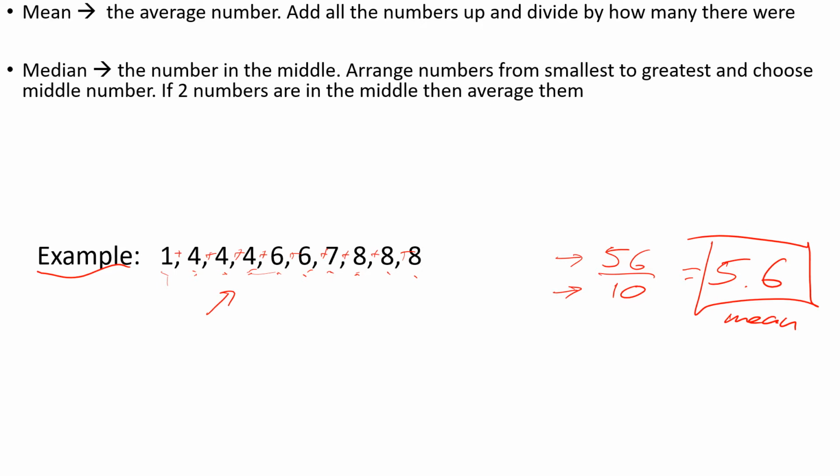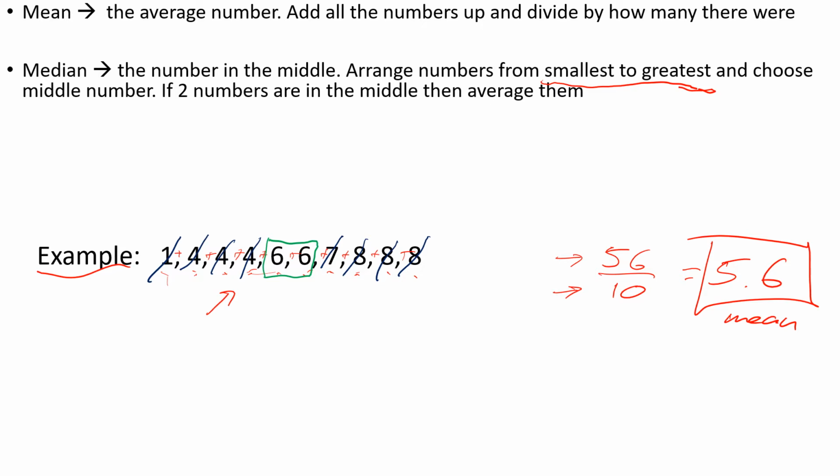The median is the middle number. How do you find the middle number? You arrange the numbers from the smallest to the greatest. That's very, very important. And choose the middle number. If two numbers are in the middle, then average them out. So I've arranged these from smallest to greatest. What I usually do is cross off the smallest number and then cross off the biggest, the next smallest, the next biggest, and so on. And I have two numbers right here that are in the middle.